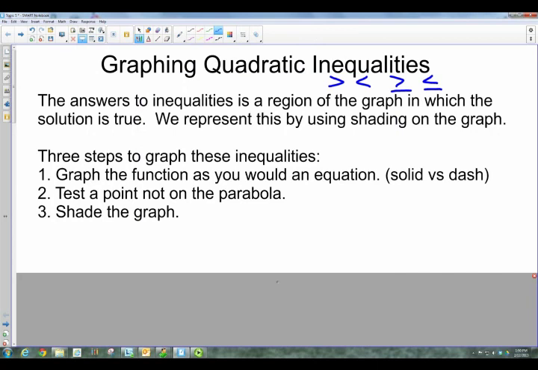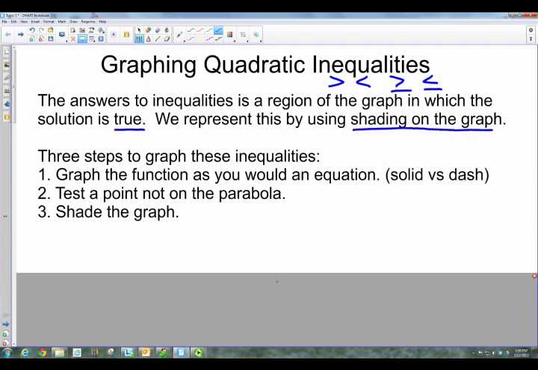Now to graph these, we want to make sure we understand what we're looking at. The answer to an inequality is a region of the graph in which the solution is true. So we want to know which area is true. We have a region here because when I say x is greater than 5, it could be any number greater than 5, and that's an infinite number. You've got 5, 6, 7, 8, but you also have numbers like 5.5, 5.6. So it's an infinite number. What we're going to do is represent this with shading. And when you shade on the graph, that shows your solution.